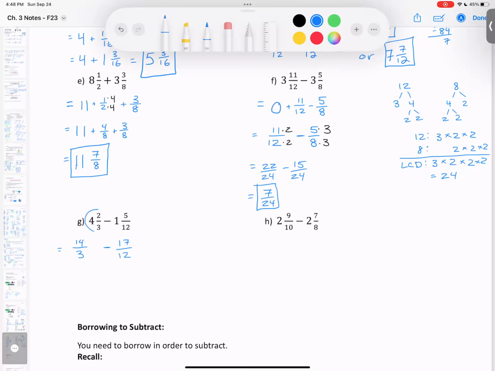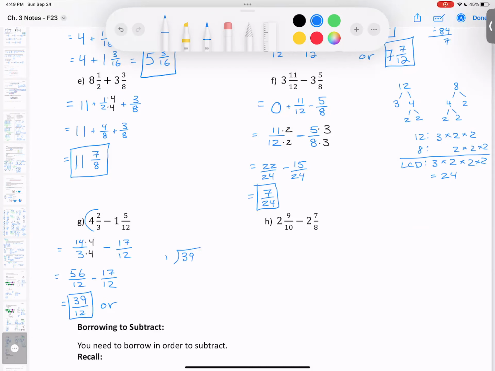12 is a multiple of 3. So that means I need both of my fractions over 12. So I'm going to multiply this first fraction by 4 over 4 so that I end up with that denominator of 12. So 14 times 4 gives me 56. So this is 56 over 12 minus 17 over 12. Now we've got that common denominator, so let's do the subtraction on top. So 56 minus 17 gives me 39 over 12.